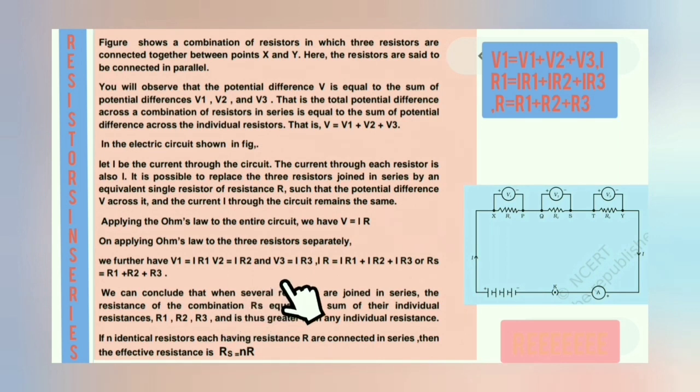When we connect so many resistors in series, the effective resistance is the sum of the individual resistances. If we connect n identical resistors in series and each resistor has a resistance R, then the effective resistance Rs is equal to n into R.